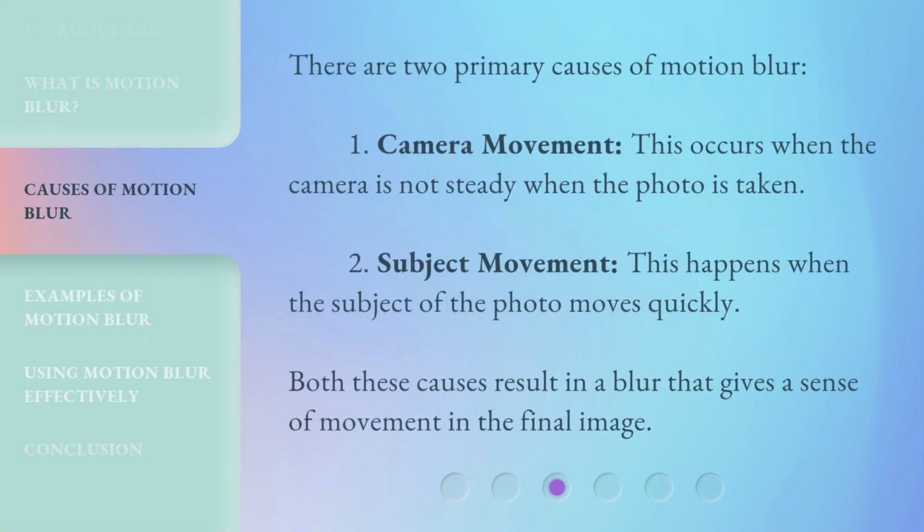There are two primary causes of motion blur. 1. Camera movement. This occurs when the camera is not steady when the photo is taken. 2. Subject movement. This happens when the subject of the photo moves quickly. Both these causes result in a blur that gives a sense of movement in the final image.